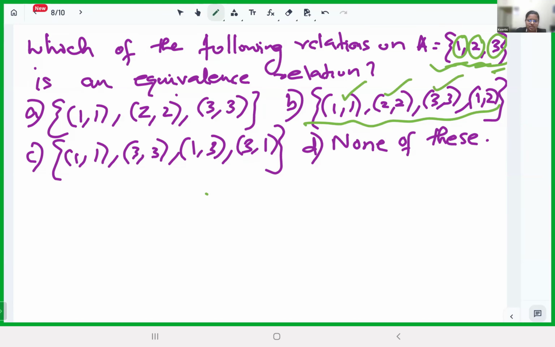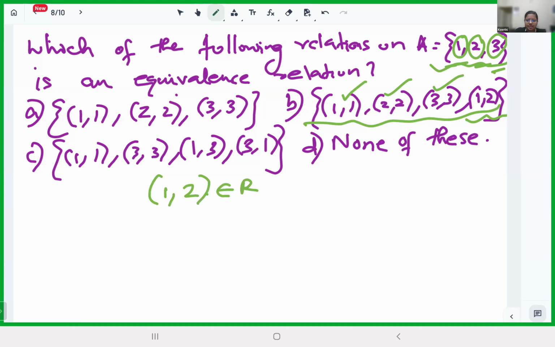So the reflexive condition is satisfied by option B. Now we have to check whether it is symmetric. How will you check whether a relation is symmetric? If you are able to choose (a, b) belongs to R, then (b, a) should belong to R, right? So I'm taking (1, 2). (1, 2) belongs to R.